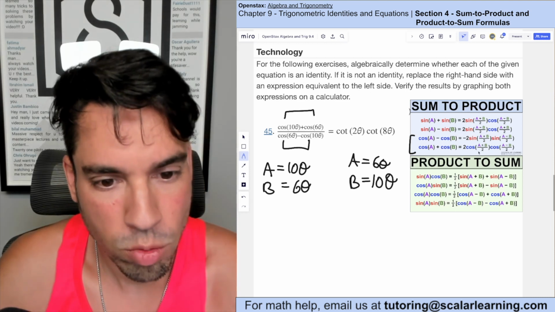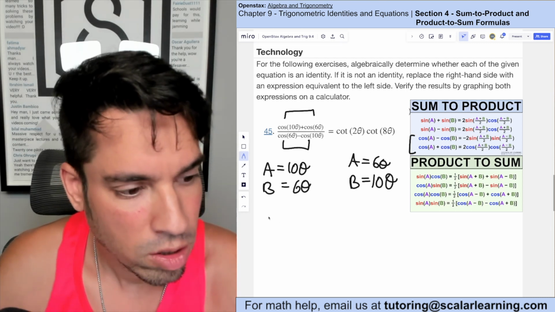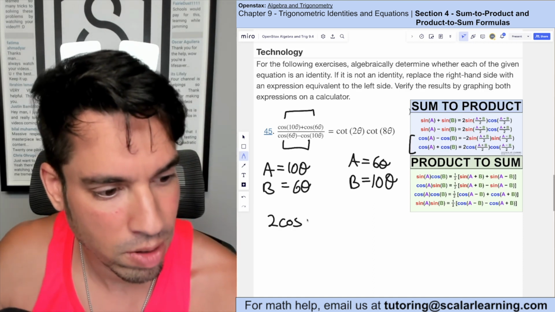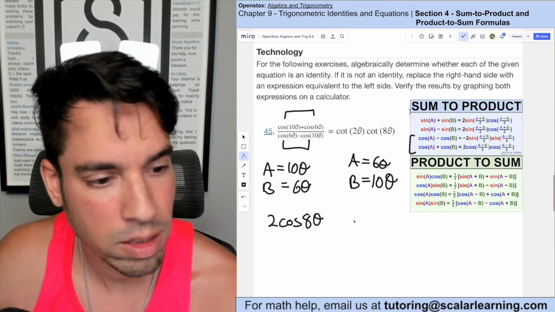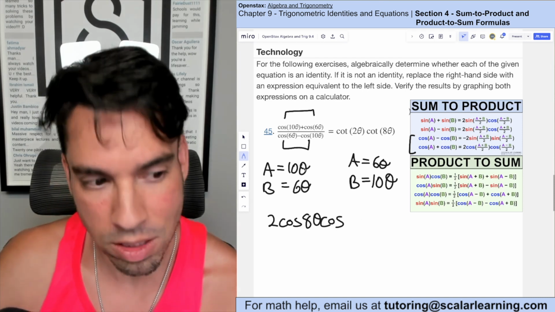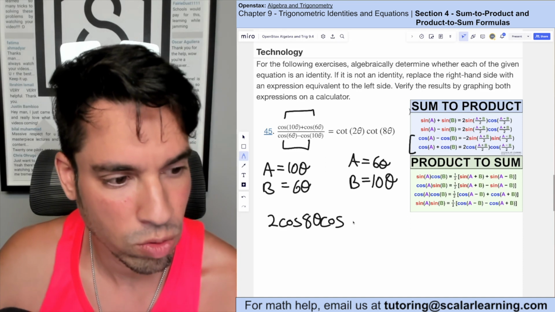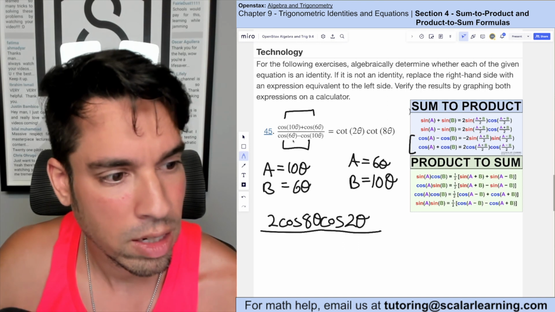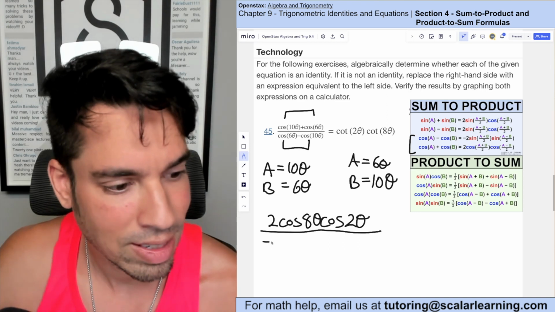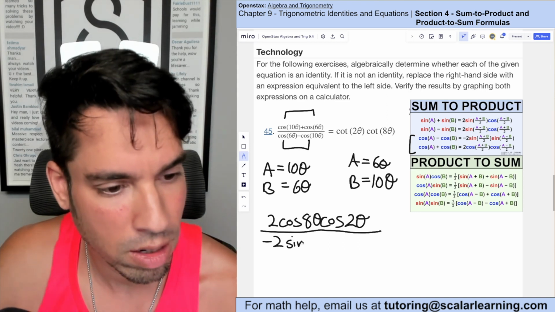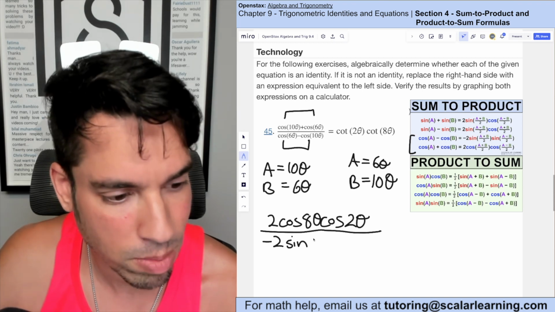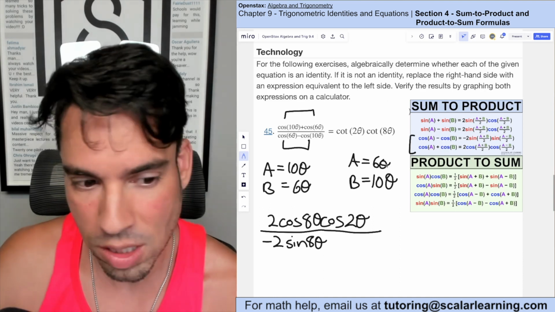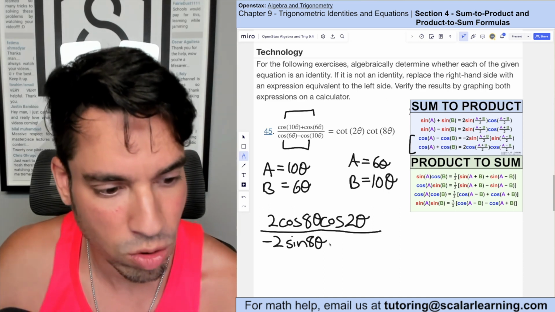So first starting with the numerator using the bottom, right? That's 2 cosine of A plus B divided by 2. That's 10 plus 6 is 16 divided by 2 is 8 theta, all right, times cosine of A minus B divided by 2. 10 minus 6 is 4 divided by 2 is 2. So that's 2 theta, like so, over, and then down here we have the difference. So then it's negative 2 sine of A plus B divided by 2. That's again 16 divided by 2 is 8 theta. And then it's sine of A minus B divided by 2. 6 minus 10 is negative 4 divided by 2 is negative 2.